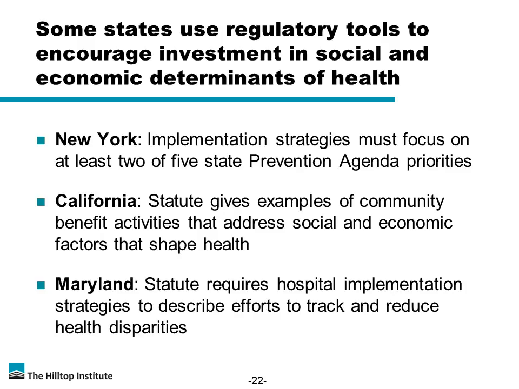In California, statute there gives examples of community benefit activities that address social and economic sectors that shape health. So they're trying to give some guidance to states. It's actually right in statute. Also in statute in Maryland, it requires hospital implementation strategies to describe efforts to track and reduce health disparities. So again, these are regulatory tools. Go on, next slide, please.